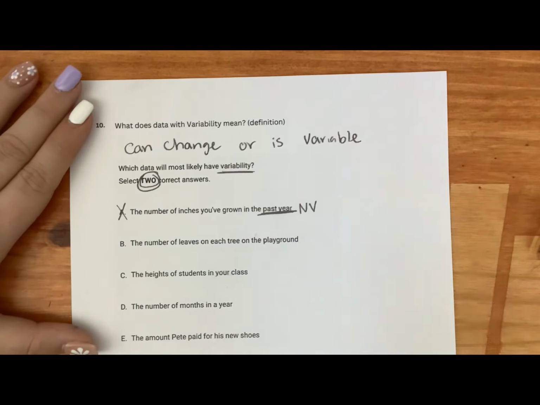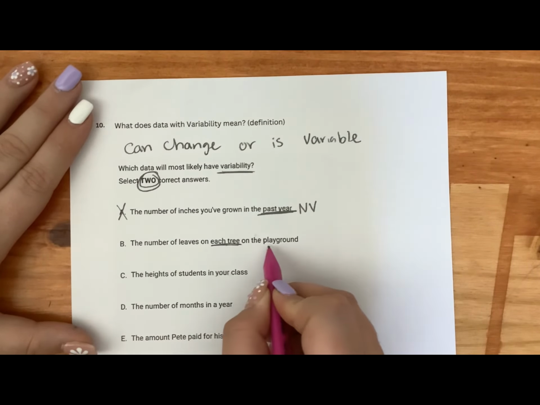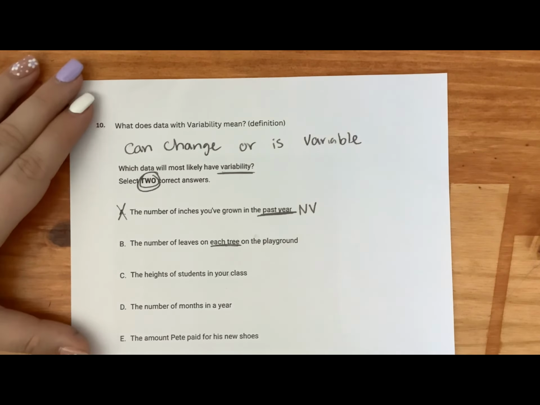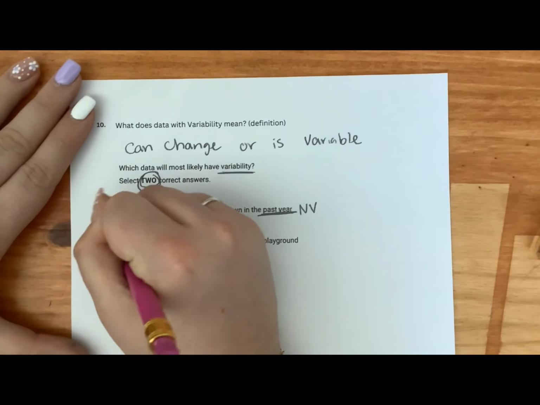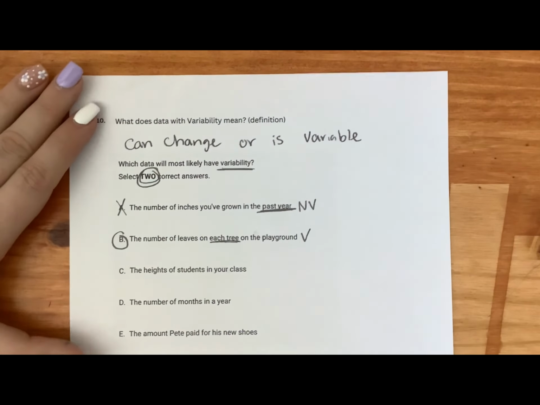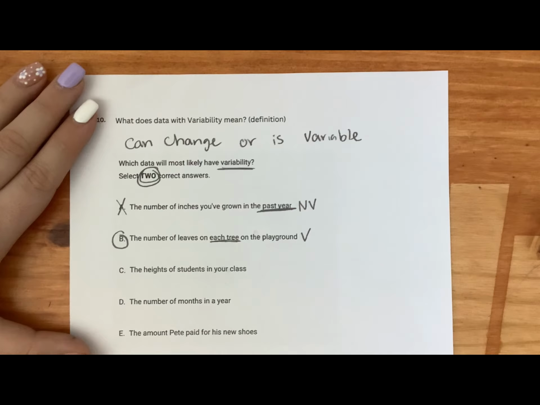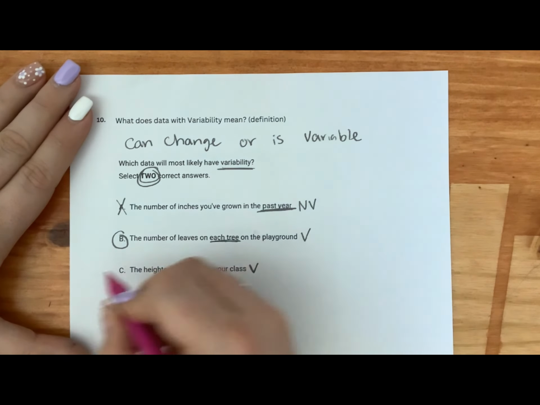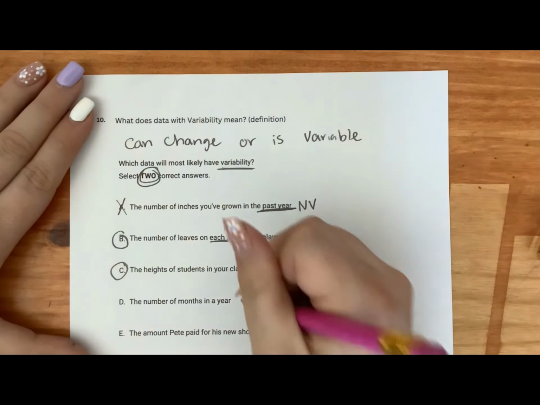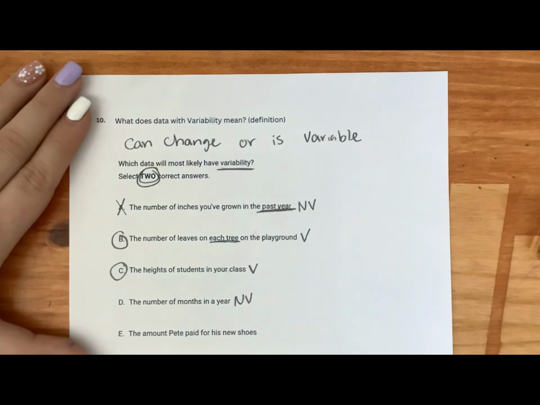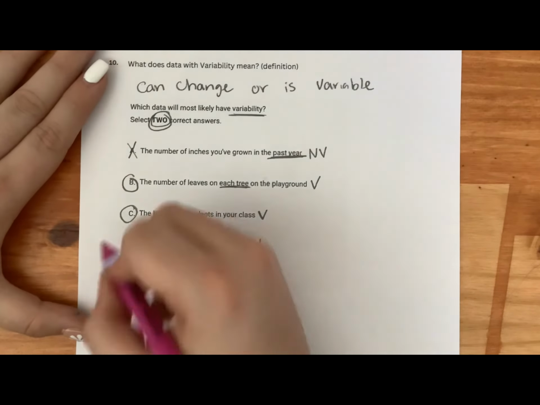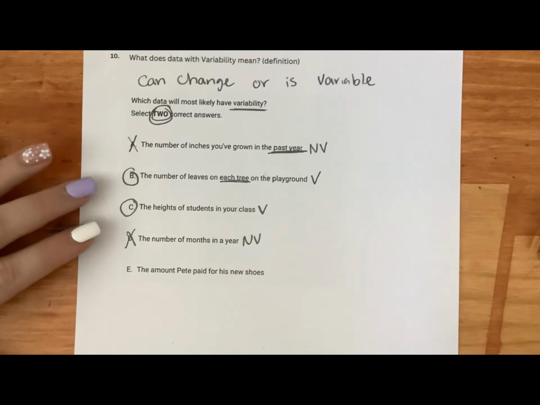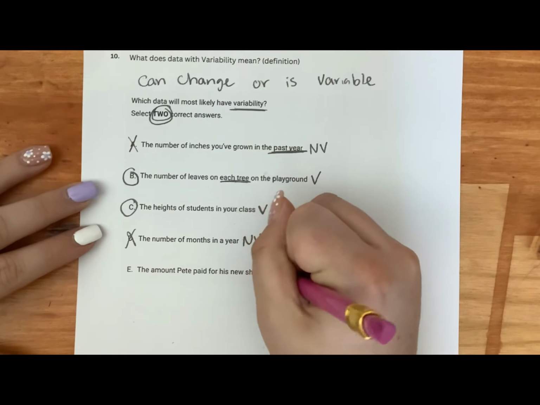The number of leaves on each tree in the playground. If I go and count the leaves on each tree, they're not all going to have the same amount, so this is going to be variable. The heights of students in your class. All of you are not going to be the same height, so this is going to be variable. The number of months in a year will never change. That is always going to be 12. That is not variable, so that is incorrect. And then the amount Pete paid for his new shoes. Just one pair of shoes is not going to change. That's going to be not variable.